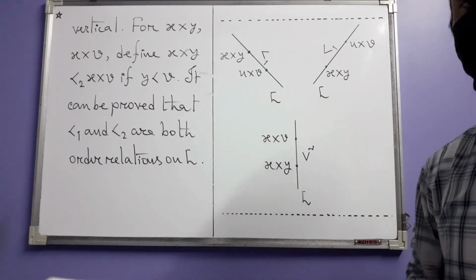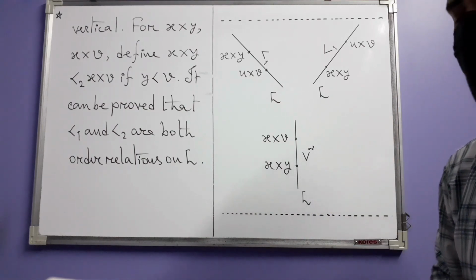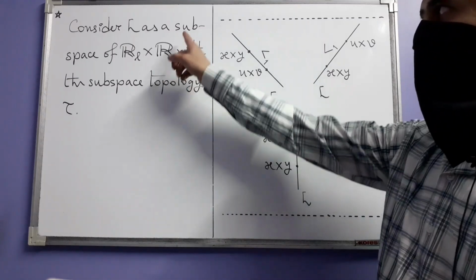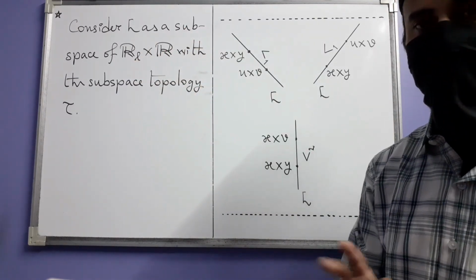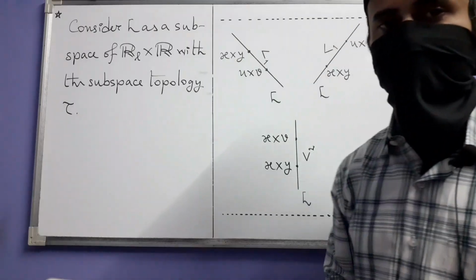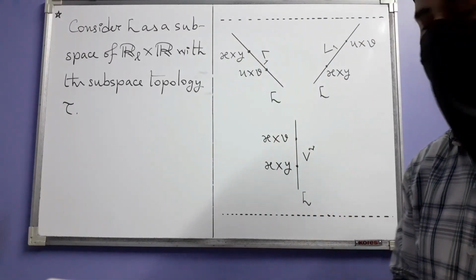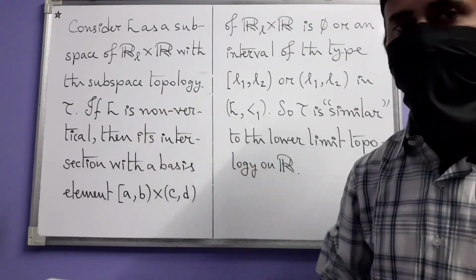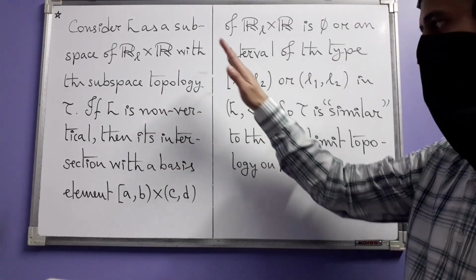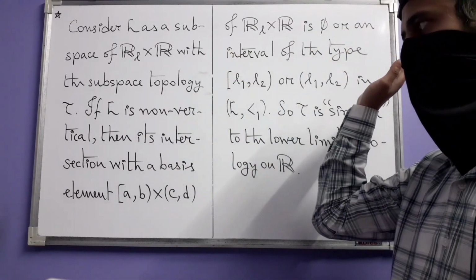So these are the order relations on L. Let's now consider L first as a subspace of R_L times R with the subspace topology tau. We give it a name also. Let's first consider the case where L is non-vertical. That means L is either like this or this.